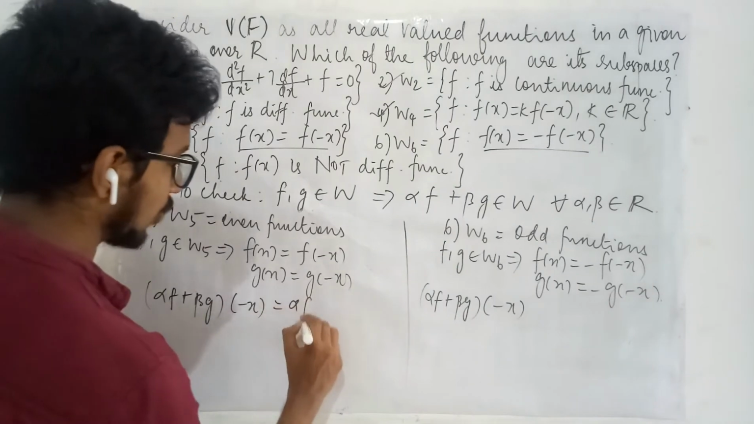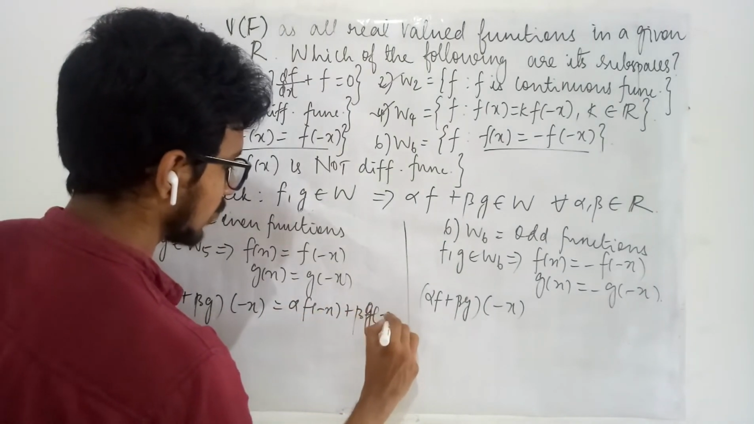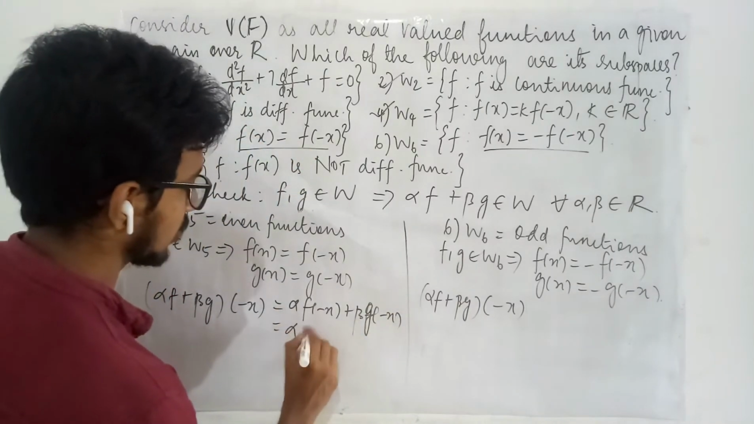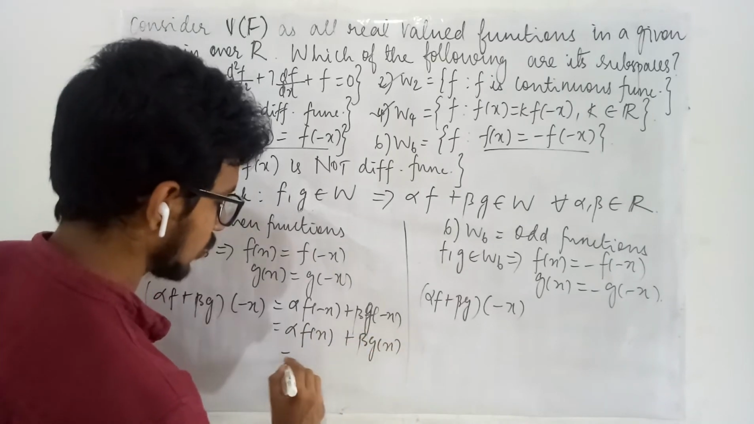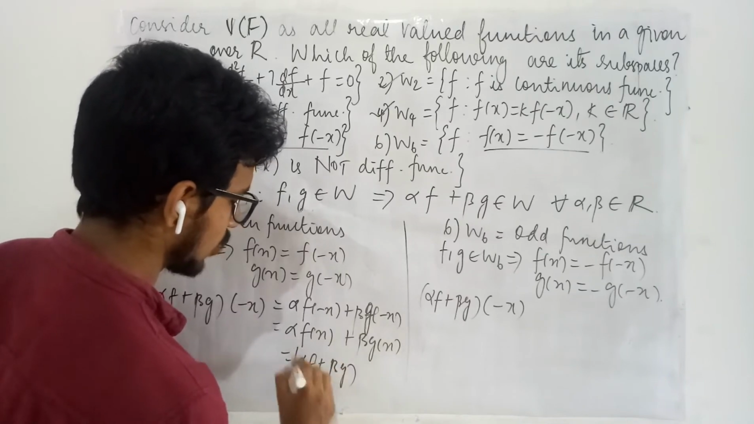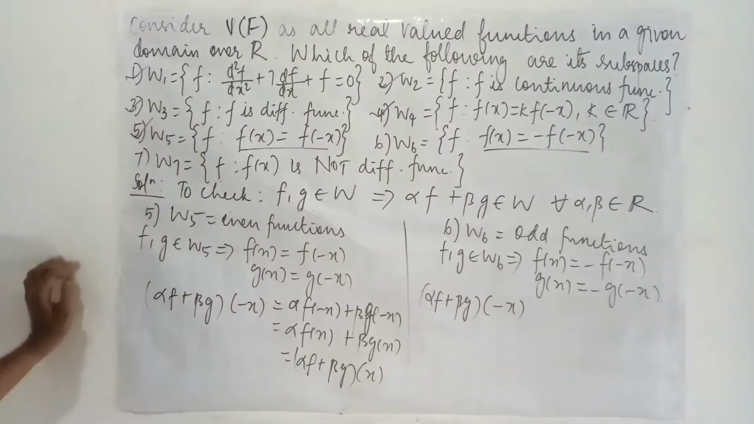Alpha f plus beta g evaluated at minus x. So this is alpha times f of minus x plus beta times g of minus x. And what is f of minus x? It is f of x. And this is g of x. So this may be written as alpha f plus beta g whole evaluated at x. So I am getting the requirement. So this is a subspace.